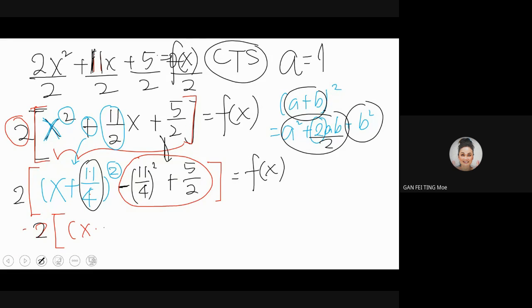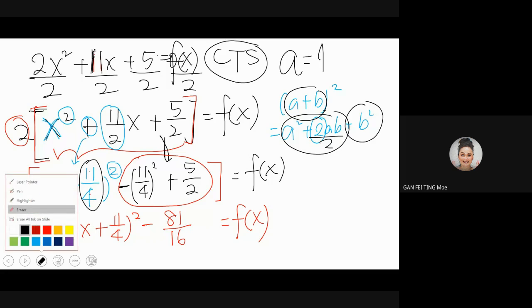Okay, you have 2 times the bracket x plus 11 over 4 squared minus 81 over 16 equals to fx. Right? You see the 2 outside the square bracket means that the 2 is the common factor for the 2 terms in the bracket. So you need to expand. When I expand, I'm going to remove my bracket. So when 16 times 2, this value will turn into 8.